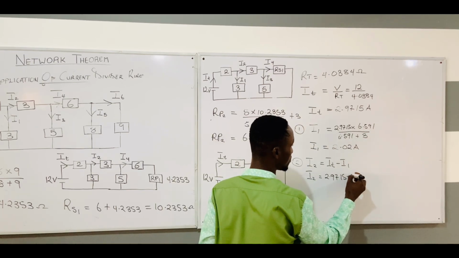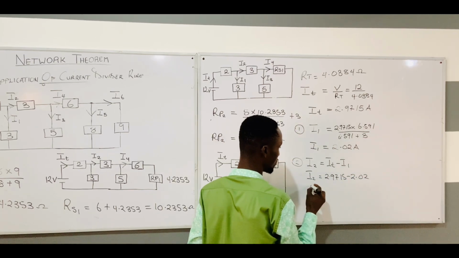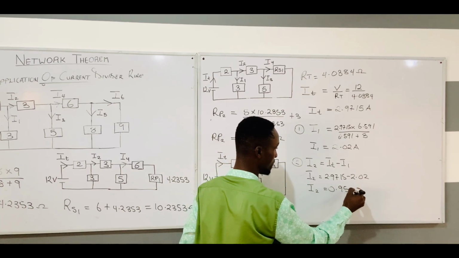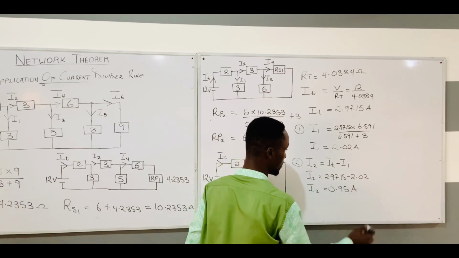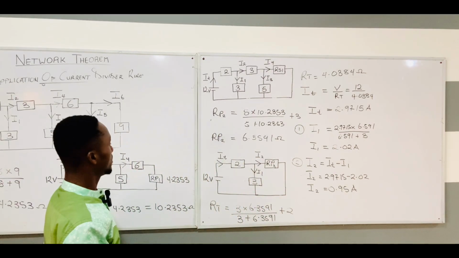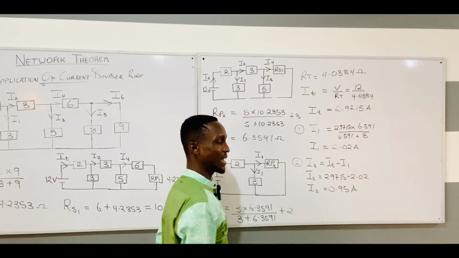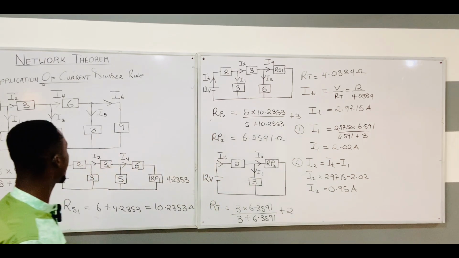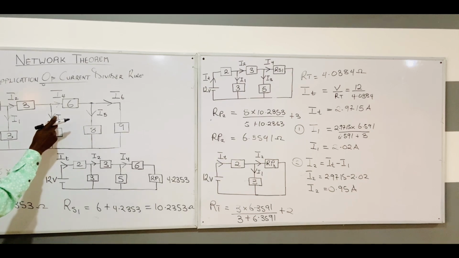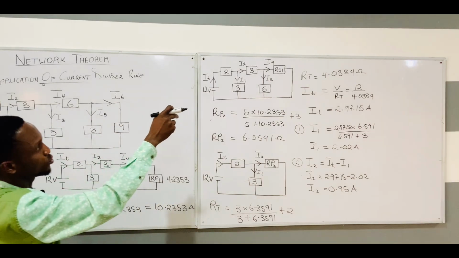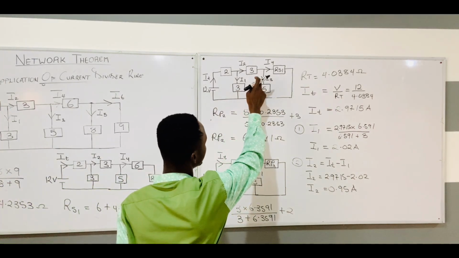2.9715 minus 2.02, so our I2 is giving us 0.95 amps. So the current I2 passing through this branch, which is the same as this, is 0.95 amps. Now, what is the next current? We need to find I3, which is passing through here. So we have to locate a diagram that we've drawn that will help us to do that. So let's go to this diagram.